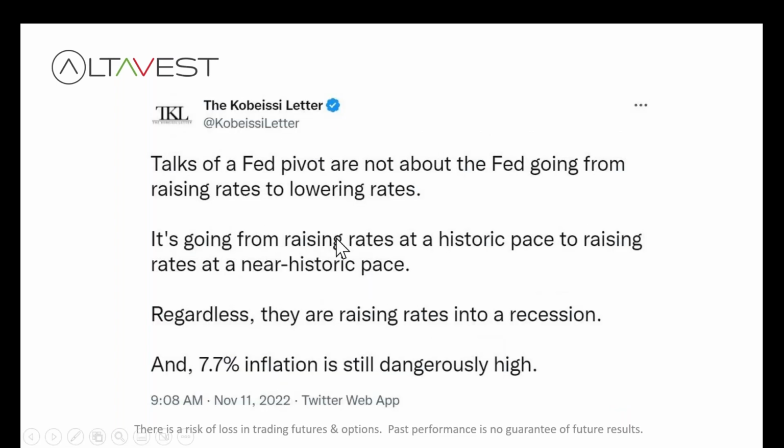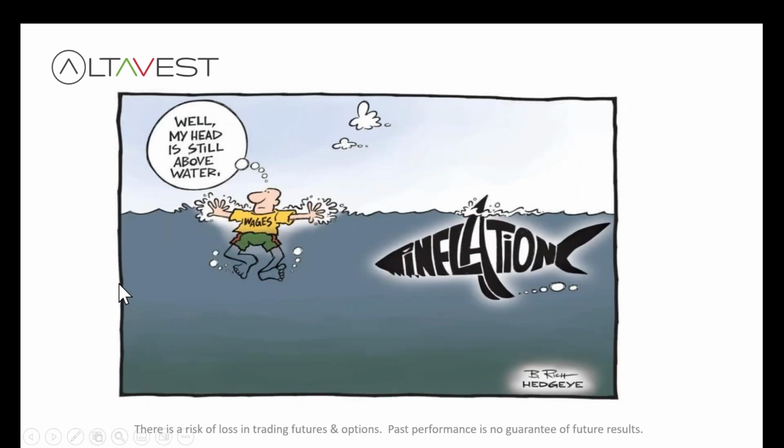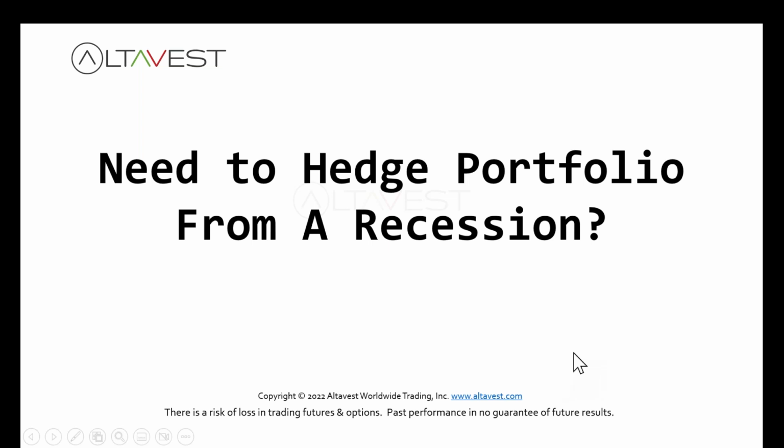This is kind of interesting. Talking about a Fed pivot, talks of a Fed pivot are not about the Fed going from raising rates to lowering rates. It's going from raising rates at a historic pace to raising rates at a near historic pace. Regardless, they are raising rates into a recession. 7.7% inflation is still dangerously high. So absolutely, we've got that inflation shark just chewing away at us. It's much, much worse than what the headlines suggest, by the way. And I think we kind of all feel that.